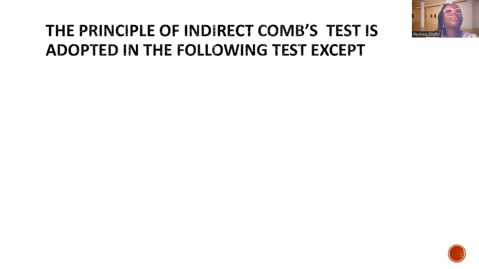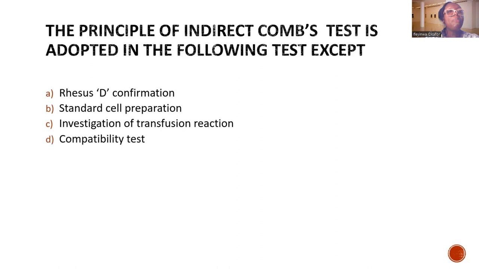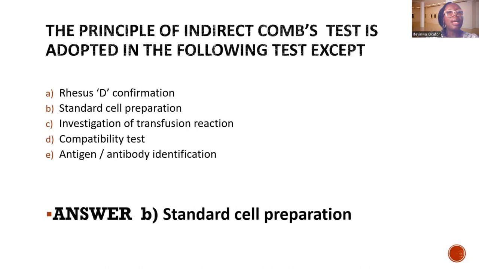The principle of indirect Coombs test is adopted in the following test, except: residue confirmation test, standard cell preparation, investigation of transfusion reaction, compatibility test, antigen-antibody identification. Answer, B, standard cell preparation. The principle of indirect Coombs test can be utilized in every other test listed here, except the preparation of a standard cell. So B is the answer, standard cell preparation.